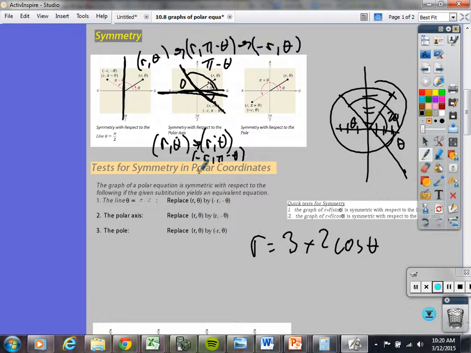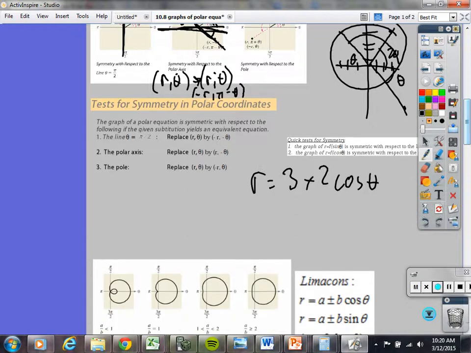So we're going to show that right here a little bit. We're going to try r comma negative theta. Does that make sense? So our r stays the same, so I don't change it. So it would be r equals 3 plus 2 cosine of what? I'm going to replace theta with negative theta.